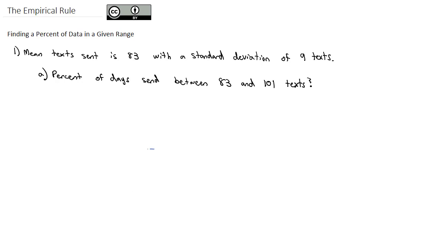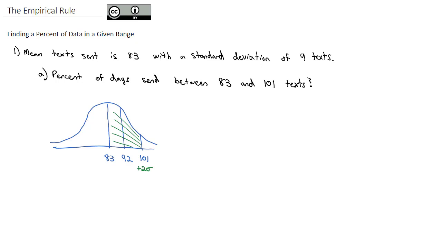Well, let's start by drawing a picture here. Here's our days, with 83 being the mean. We want to be between 83 and 101 text messages. So I'm going off to the right here. If I were to add one standard deviation to 83, we would get 92. And if I add another standard deviation, we get to that 101 texts. That 101 is 2 standard deviations above the mean. So I want to be in this green section between the mean and 2 standard deviations above the mean.